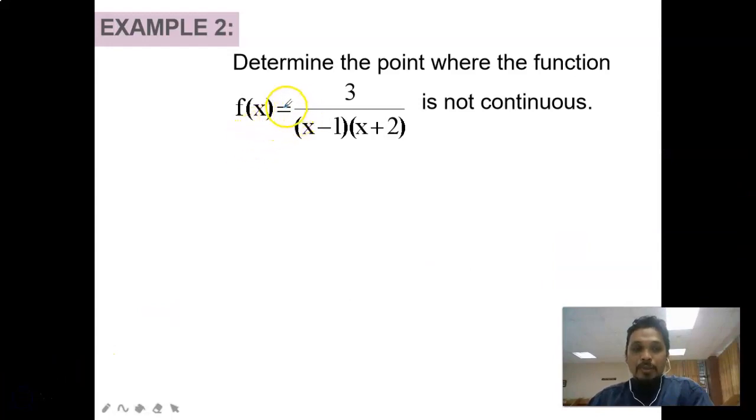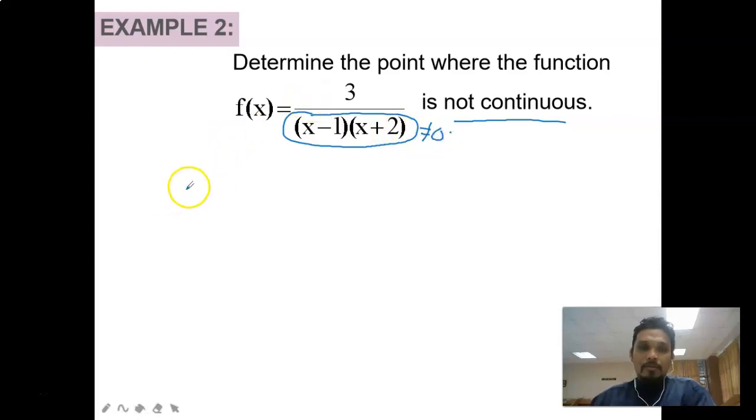Okay, as we know, the function we call here is a fraction: 3 divided by x minus 1 multiplied with x plus 2. Determine the point where the function is not continuous. As we know, the denominator cannot be equal to 0. So it means that x cannot be equal to negative 1 and x cannot be equal to negative 2.